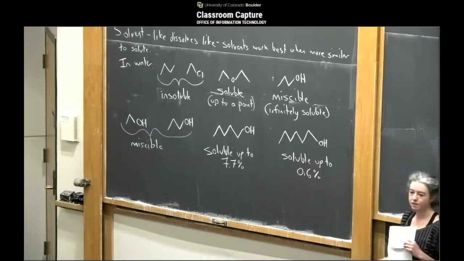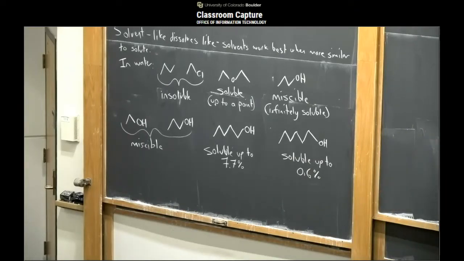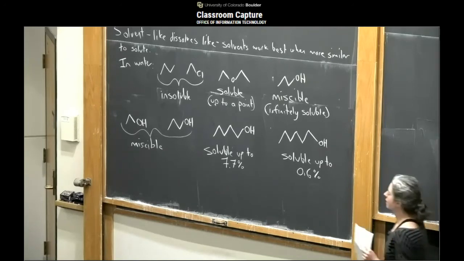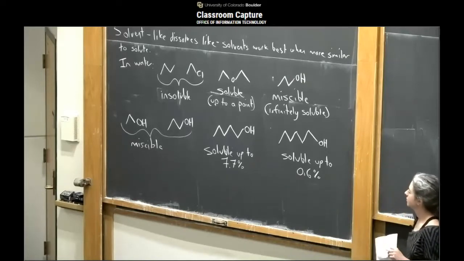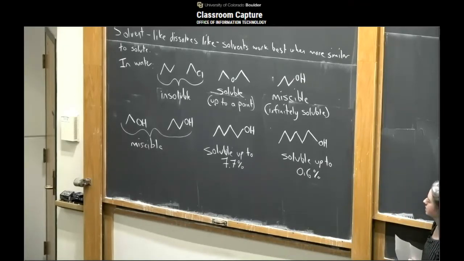Questions about those? Yeah? Can you clarify exactly what soluble up to 7.7% means? Does that just mean 7.7% of the mixture can be that compound? Exactly, yeah. In water, about 8% can be that compound. Other questions about this trend?